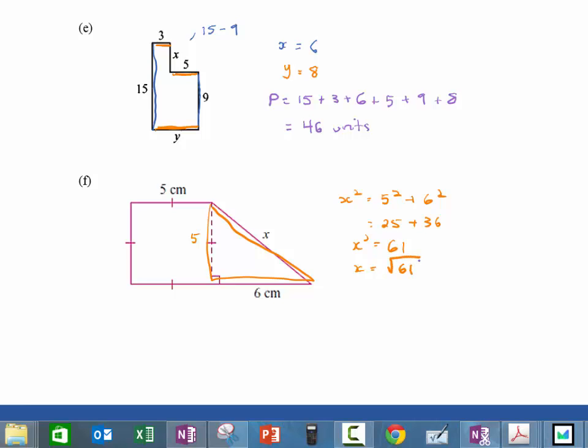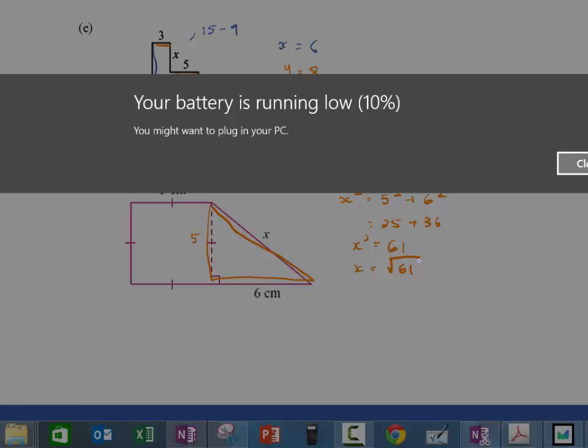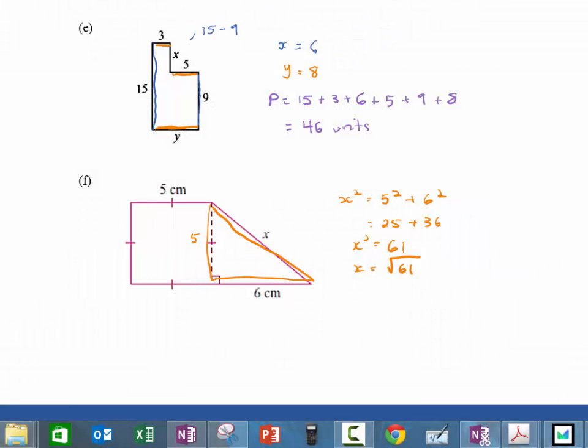Now I'm not going to work that out now, because otherwise I'm going to lose some decimal places, so I'd rather just save it to the end. So now what I'm looking at is I'm trying to find the perimeter. So the perimeter is the length this side x, which is the square root of 61, plus this side 6 here, plus 5, 5 and 5. So plus 5 3 times, or 5 times 3.